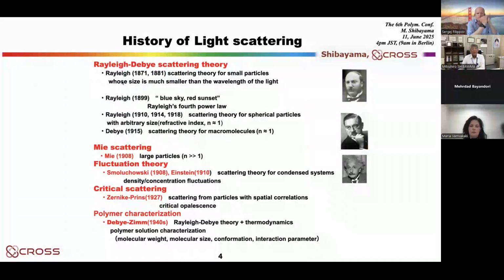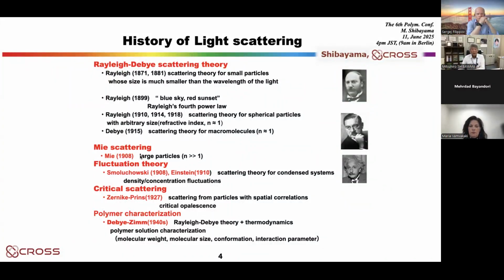Again, Rayleigh started with the scattering theory for small particles whose size is much smaller than the wavelength of light. And there is a famous saying given by Rayleigh, the blue sky and the red sunset, and this is Rayleigh's fourth power law. Rayleigh also proposed the theory for spherical particles with arbitrary sizes, with a refractive index very close to unity. And then Debye extended the theory to macromolecules.